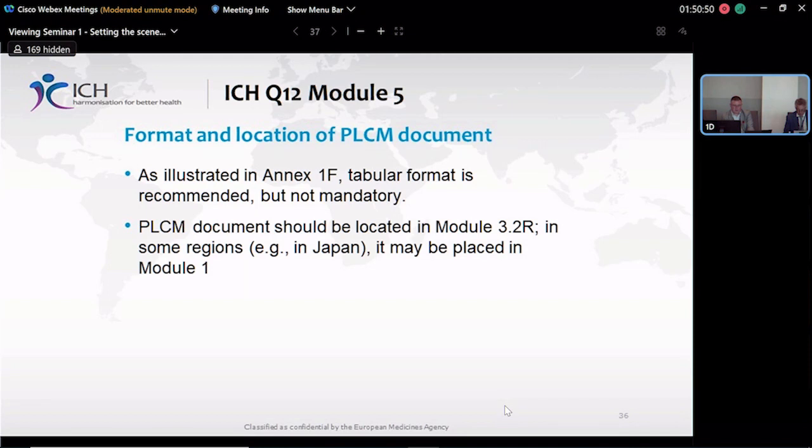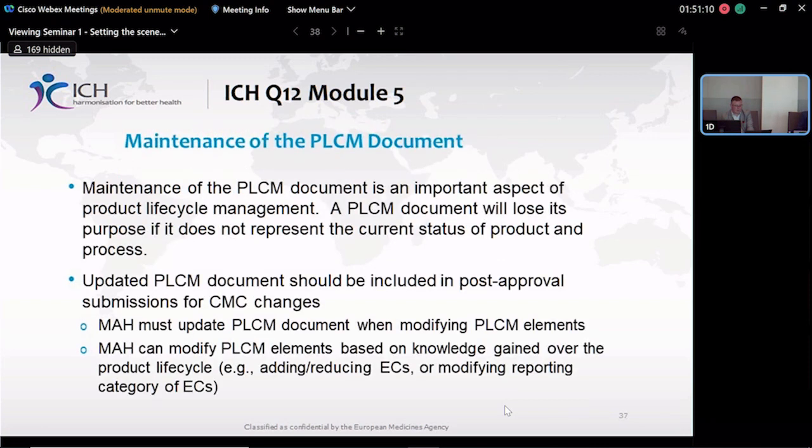In Japan, it's similar to their approval letter. It can be placed in Module 1. So it's flexible, I think, in terms of the CTD structure currently, where the PLCM could be. ICH M4Q, the CTD structure, is currently under revision, and they will formally define a location for the PLCM in that future CTD structure.